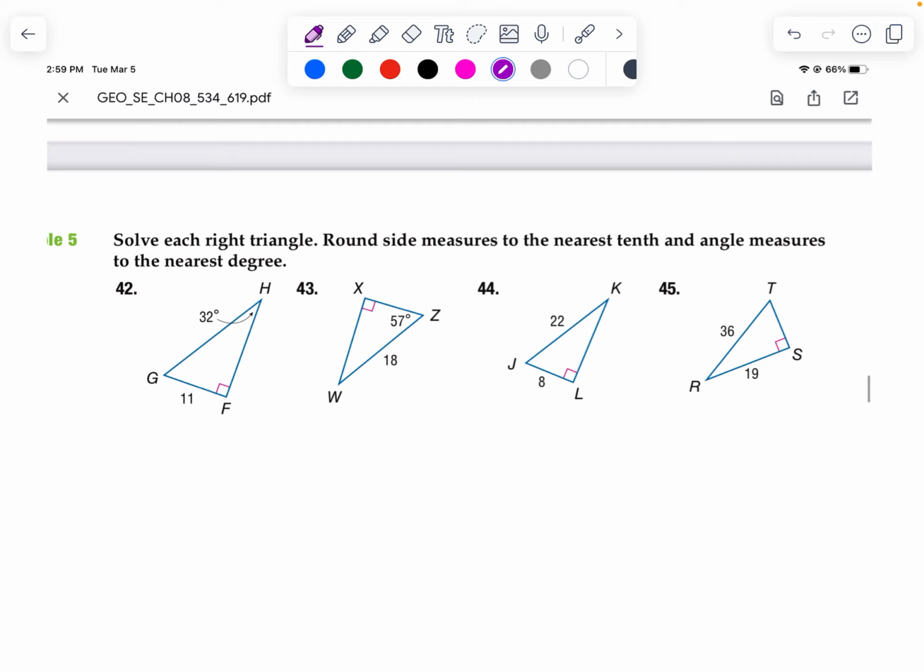On this video, we're going to talk about how to solve a right triangle. The first thing we need to know is sine, cosine, and tangent. So you got to know your sine, cosine, tangent. Sine, cosine is adjacent, hypotenuse. Tangent is opposite and adjacent.